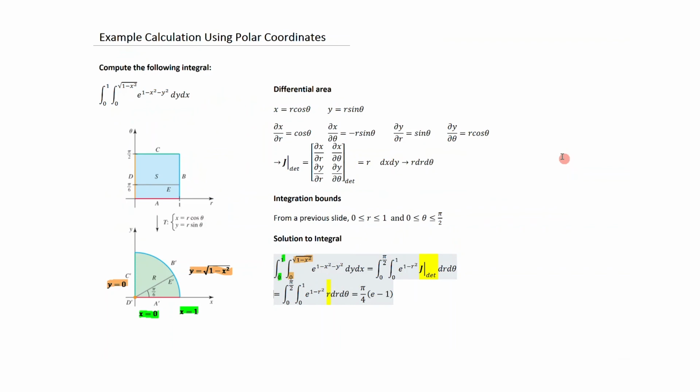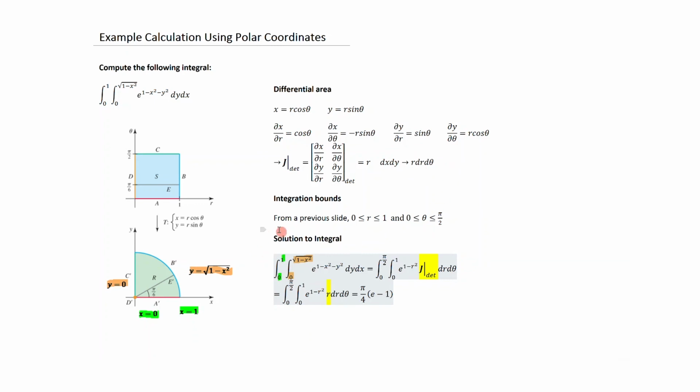All right, so let's do an example calculation using polar coordinates. Here's the integral that you're supposed to calculate. And because we see an x squared and a y squared here, it seems obvious to choose a polar coordinate transformation. So let x equals r cos theta and let y equals r sin theta. And so we compute the partial derivatives, and then we compute the determinant of the Jacobian matrix. And so the differential area element dx dy now becomes r dr d theta.